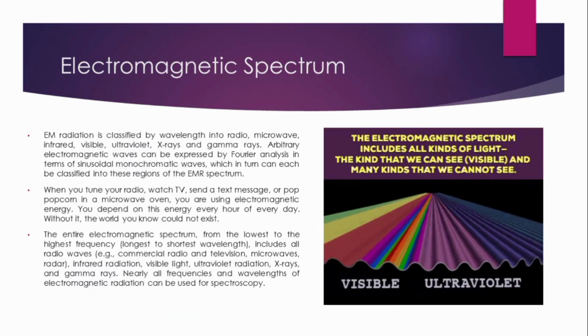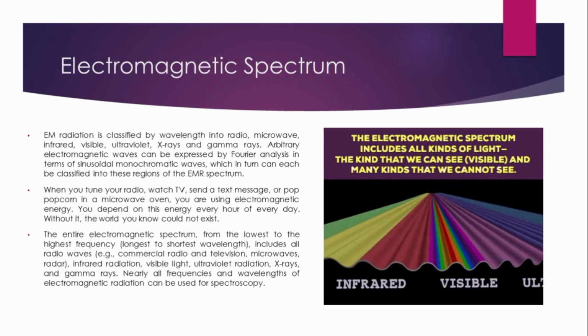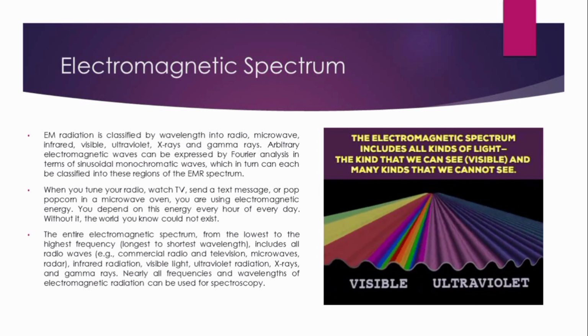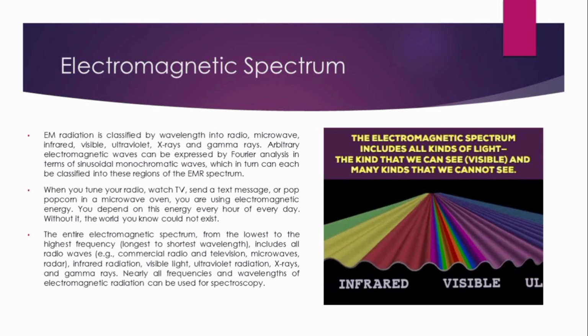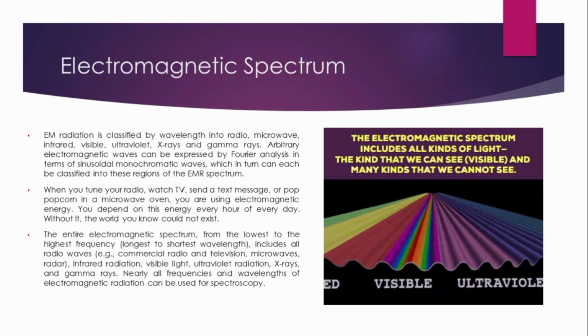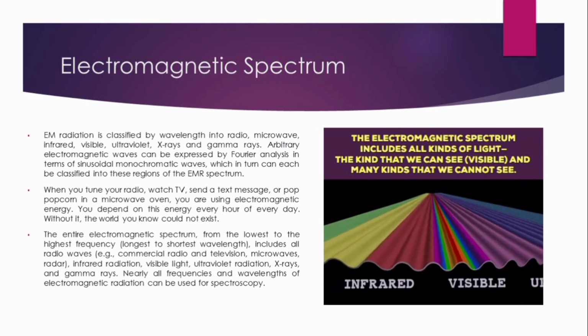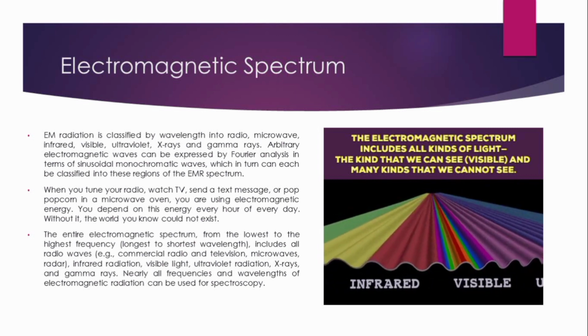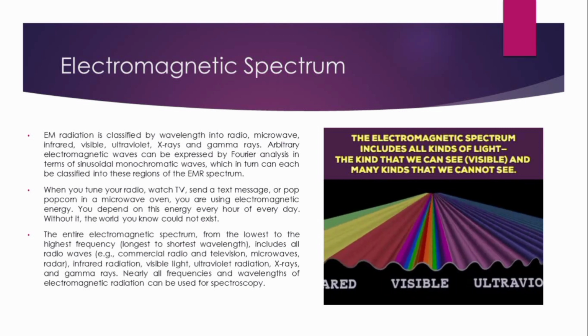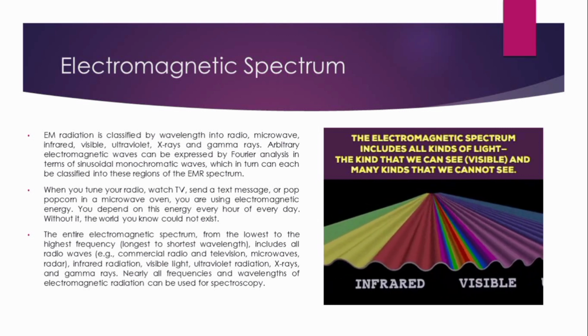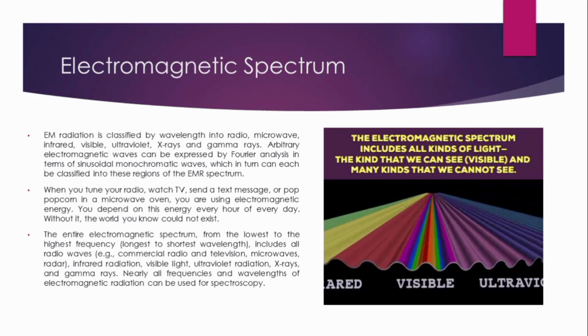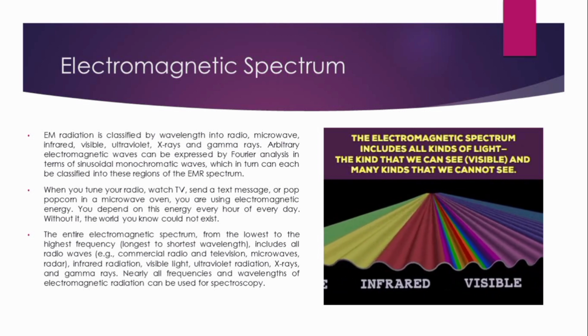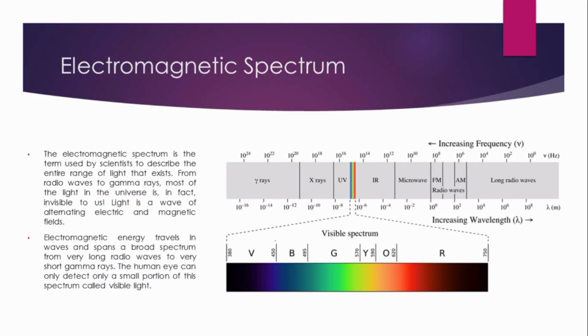Okay, now we have the electromagnetic spectrum. The electromagnetic spectrum of EM radiation, where the designation radiation excludes static electric and magnetic and near fields, is classified by wavelength into radio, microwave, infrared, visible, ultraviolet, X-rays and gamma rays. Electromagnetic waves can be expressed by Fourier analysis in terms of sinusoidal monochromatic waves, which in turn can each be classified into these regions of the EMR spectrum.